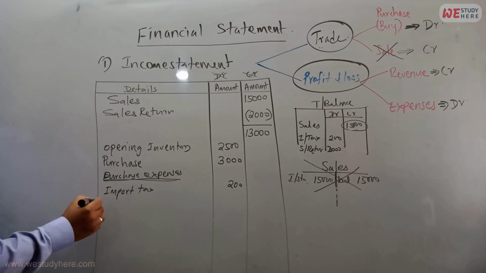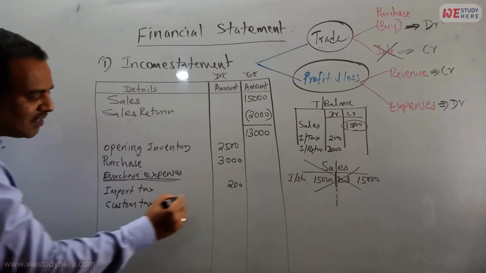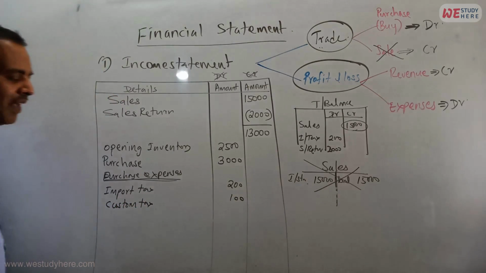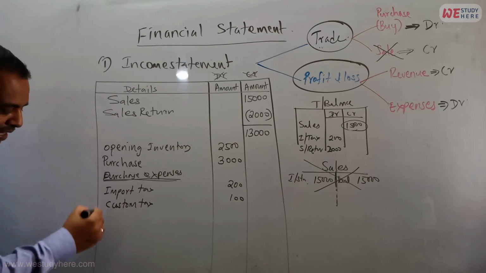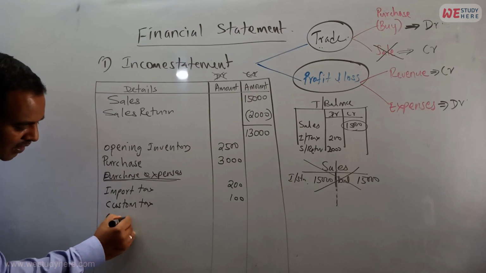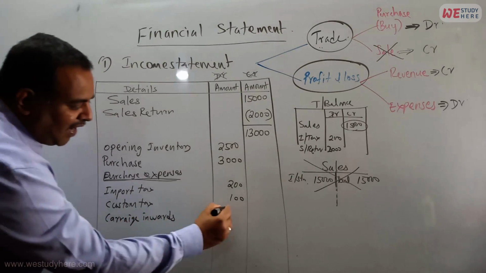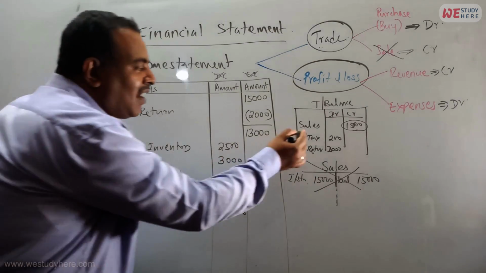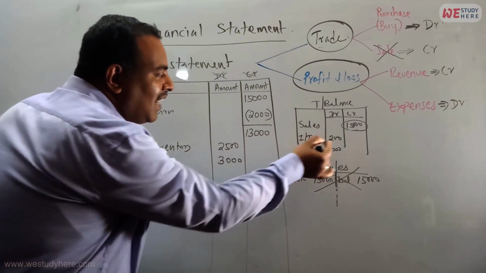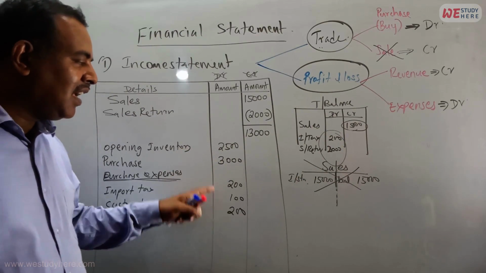Now after import tax, they will charge the custom tax, let's say $100. Then after that, bringing the goods from the harbor to our organization, there is transport, or you can say carriage inwards. These are all our expenses, right? Okay. Where do these all come from? From the trial balance. Which side in the trial balance? Debit side. Clear?